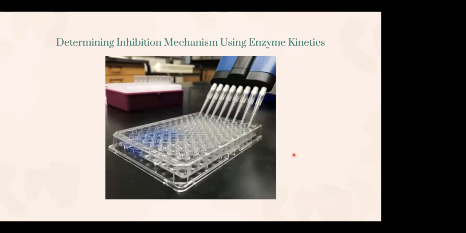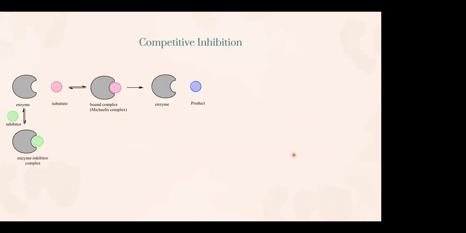Another method that we used was Enzyme Kinetics. This was the most quantitative and the most laborious of my assay techniques. So I'm going to walk you through it right now. First, I'm going to talk about the different mechanisms of inhibition and how we identify them.